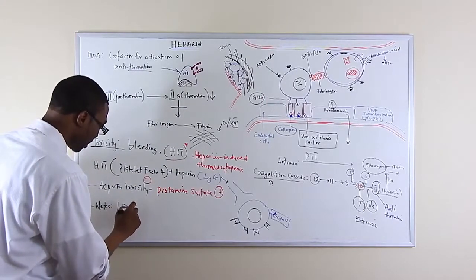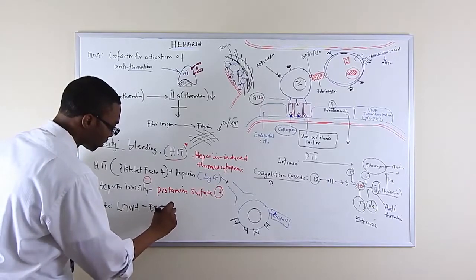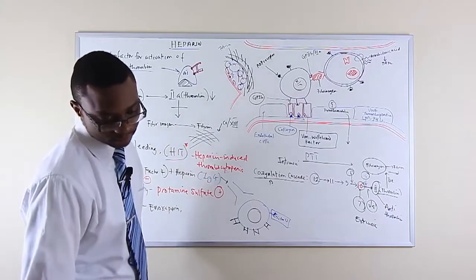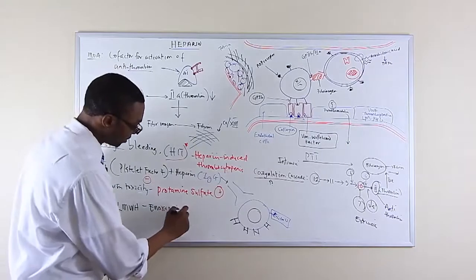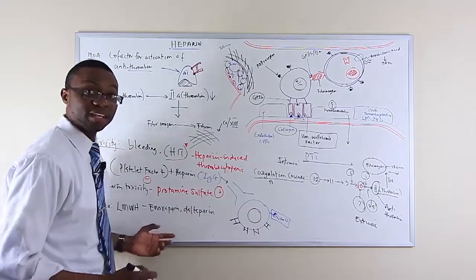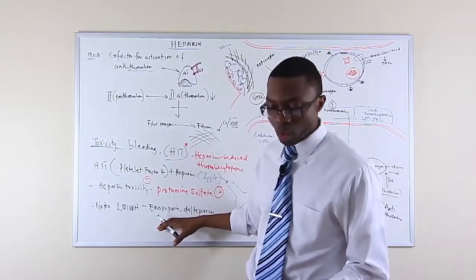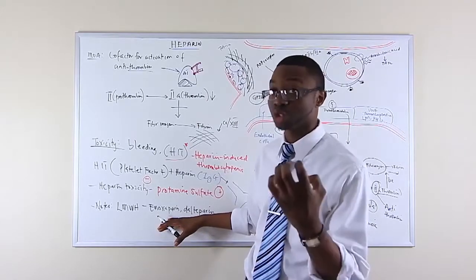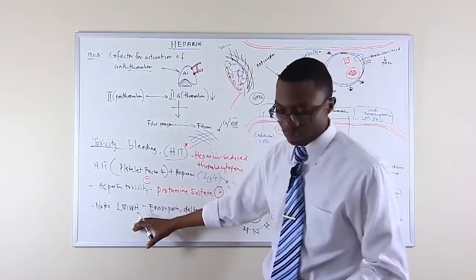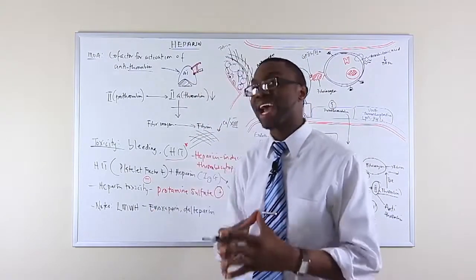Low molecular weight heparin: enoxaparin and dalteparin. So if you hear enoxaparin and dalteparin, this is actually a low molecular weight heparin. The size of the molecule is just lower. It's smaller. Okay. Now, this low molecular weight heparin actually acts more on factor 10.